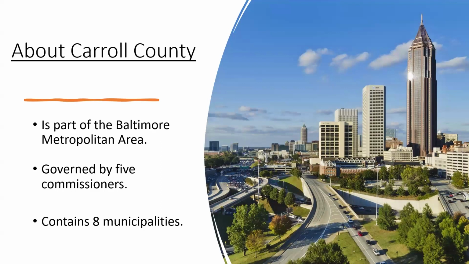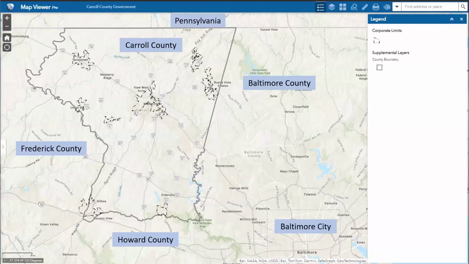So a little bit of background about Carroll County. Carroll County is part of the Baltimore metropolitan area. It is governed by 5 commissioners, and the county has 8 municipalities. Carroll County is situated off to the west, but not too far west. The northernmost border touches the Pennsylvania border, and then to the west we have Frederick County, to the south we have Howard County, and to the east we have Baltimore County. And you can see that Baltimore City is right below here.